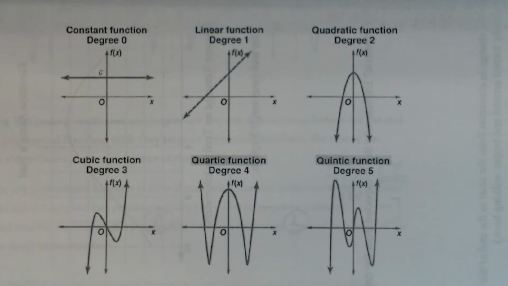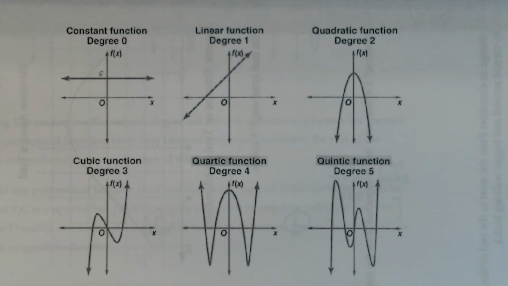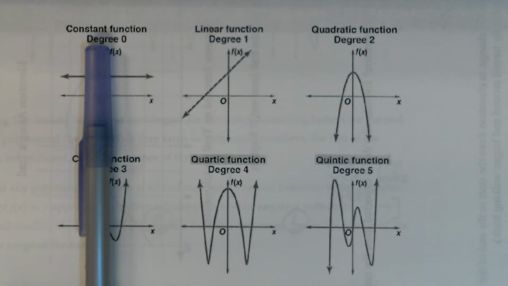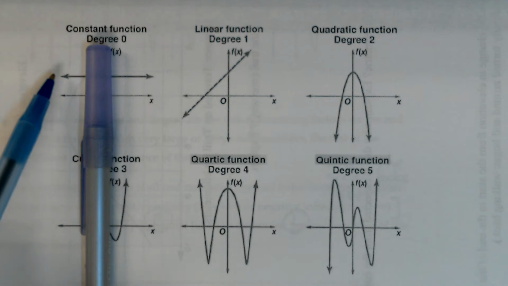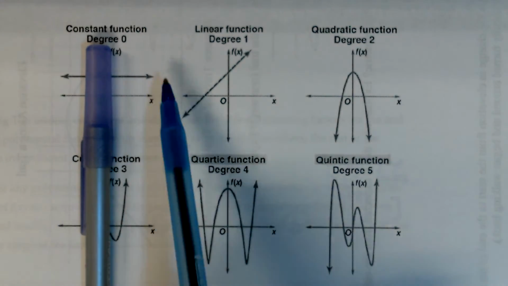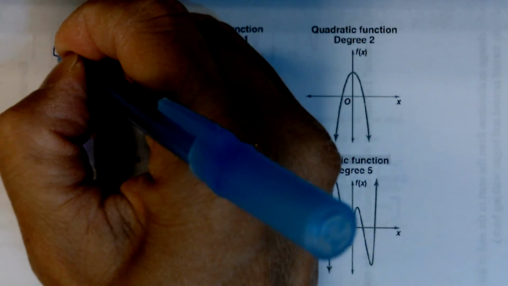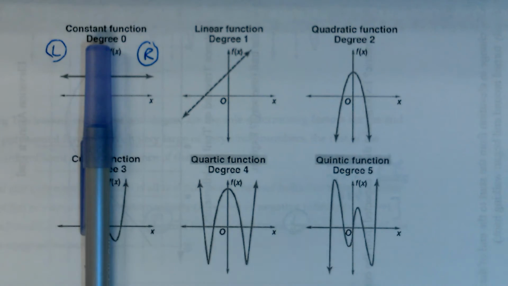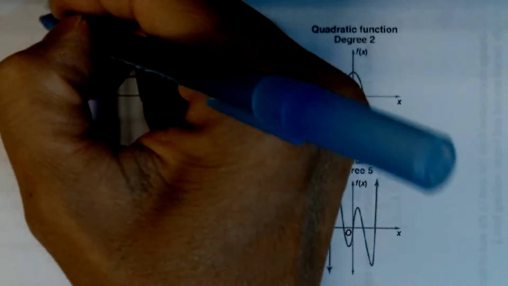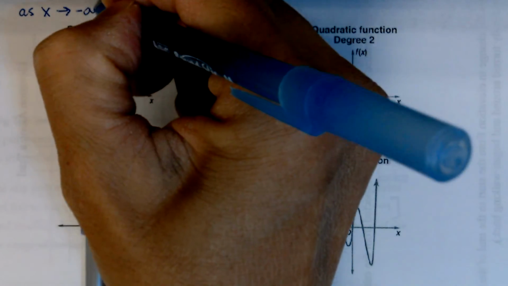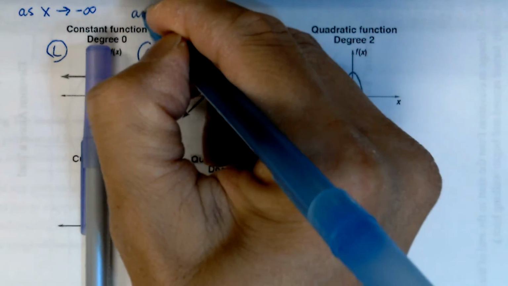Here we see several examples of polynomial functions, and we're going to look at the end behavior of each one of them. The first one is the constant function, and if we cover up the middle part here, we see some part of the graph on the left hand side and part of the graph on the right hand side. Mathematically, on the left hand side, x gets closer and closer to negative infinity. On the right hand side, x approaches positive infinity.